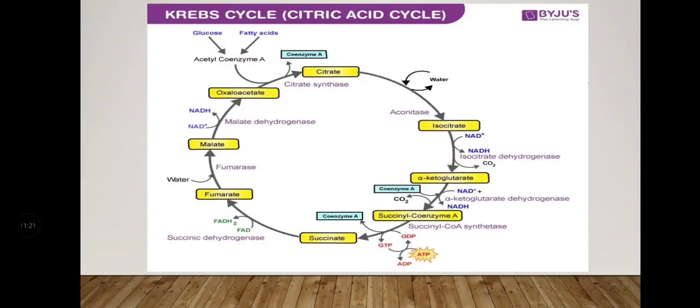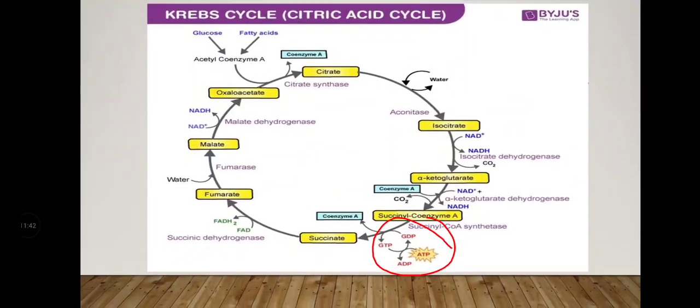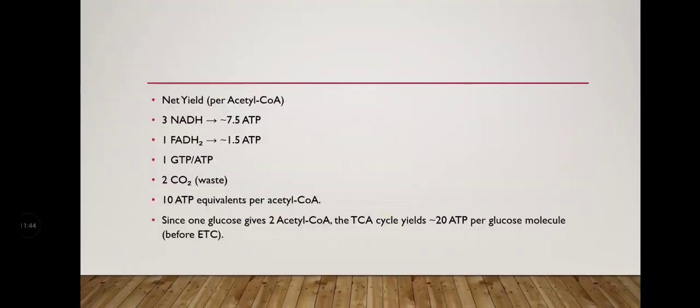Then we also have this reaction here that produces GTP from GDP and inorganic phosphate. And sometimes you may find that in some other cells, ATP is produced from ADP and the inorganic phosphate. So this is a direct production of energy. So 1 ATP or 1 GTP.